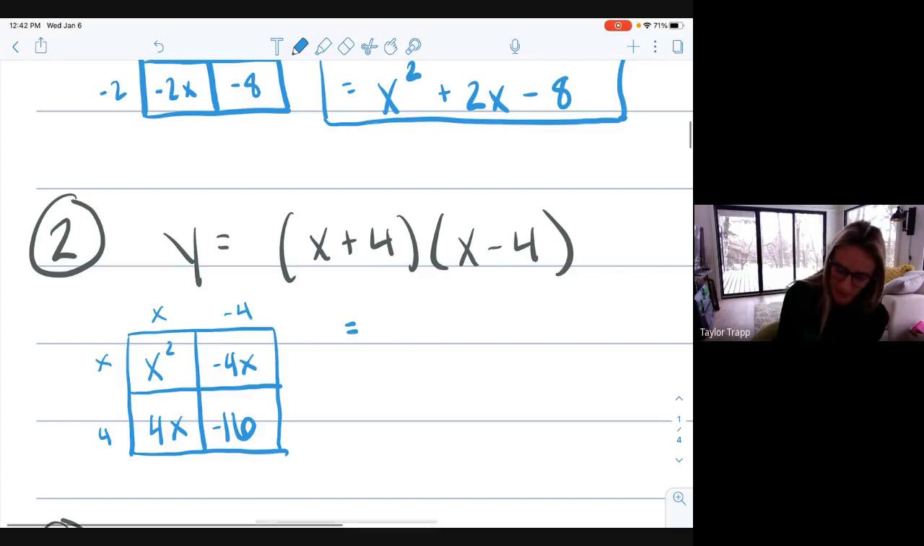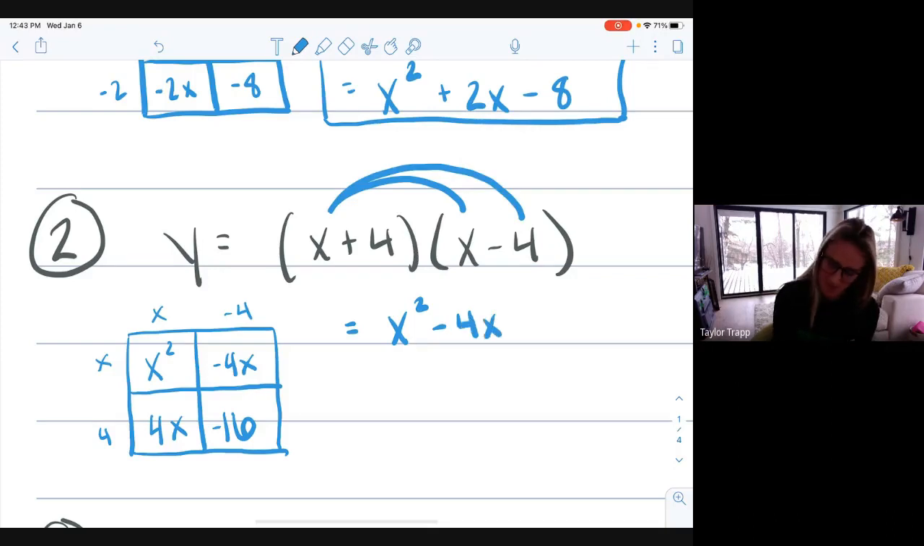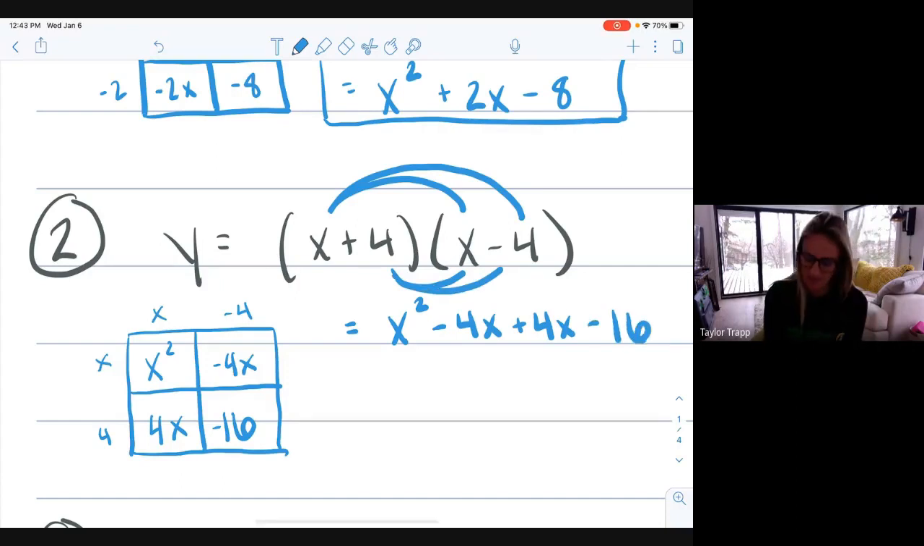If you are distributing, you'll take x times x, which is x squared, and x times minus 4, which is minus 4x. Then you'll take 4 times x, which is 4x, and 4 times negative 4, which is minus 16. Okay. So if you were using the box method, you would just write each of these out, just like over here. If you have them flipped around, it doesn't matter, because 2 plus 3 is the same thing as 3 plus 2. Doesn't matter which order they're in.